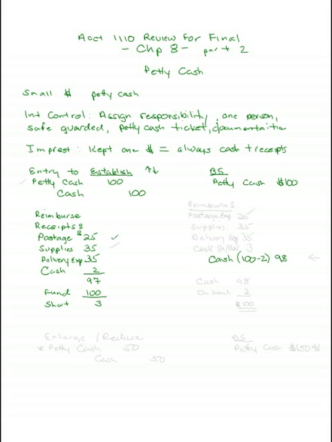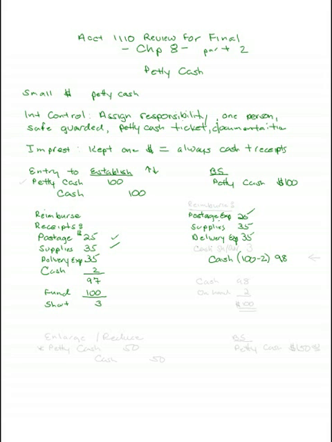Then we're going to record postage expense, and it matches the receipt for $25. Supplies. Spent $35 on that. Delivery expense. Another $35. And that totals $95.